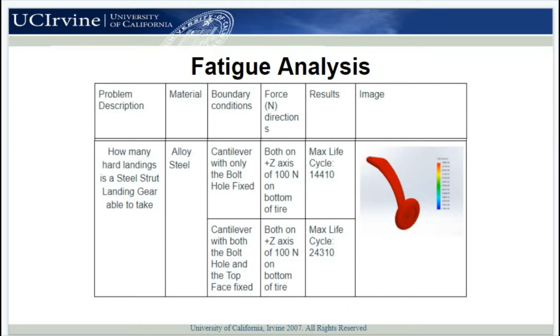The final analysis performed on the landing gear was a fatigue simulation. This simulation was important because the landing gear would have to perform tens of thousands of landings over the course of its lifetime, and it is important to know when it may fail so that it may be replaced before a catastrophic failure. The simulation was performed using the values from the static analysis and resulted in the life expectancy in the first case being 14,410 landings and in the second case being 24,310 landings. The difference between these two numbers is likely due to the more concentrated forces in the first case causing an earlier failure.